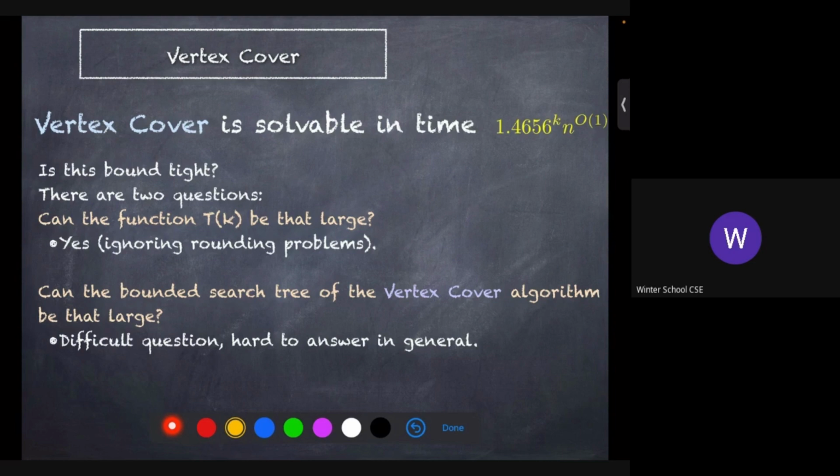And then there are two natural questions. First of all, I have this estimation for the function T of k. Is it the right estimation of the function T of k? This is the easy question, because it's easy to show that yes, if I have this recursive function, then it really behaves like that. But the other question is much more interesting, and much less clear. I have this branching algorithm on a graph. But is the running time of this algorithm tight or not?